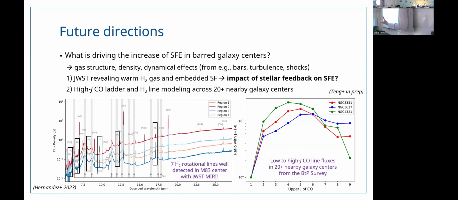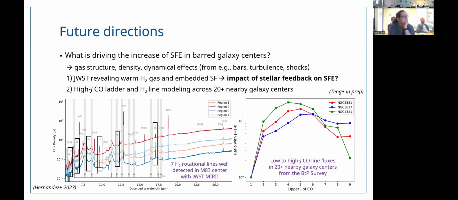So one of our future directions is to study the warm molecular gas that can be reflecting the energetic feedback process, which we know is important in varying the star formation efficiency. And this can be done, for example, using the recently launched JWST. Its mid-infrared spectrum covers the whole H2 ladder. Just like this recent study, which shows 7 well-detected H2 rotational lines in the center of M83.